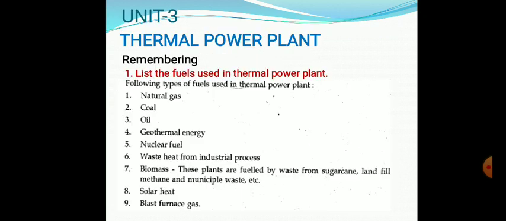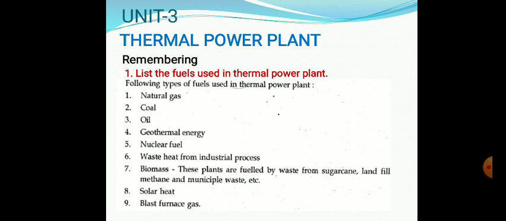Good afternoon, everyone. So, this is the third unit, that is thermal power plant. First we will see the questions on remembering. First question is, list the fuels used in thermal power plant.